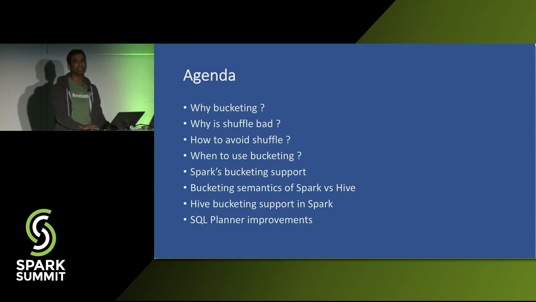So this is the high-level agenda of the talk. I'll first describe why we need bucketing, why shuffle is bad, and how you avoid it. And in the later half, I'll talk about the bucketing support in Spark and how it differs from the Hive bucketing support, and the work done so far to have Hive bucketing in Spark.